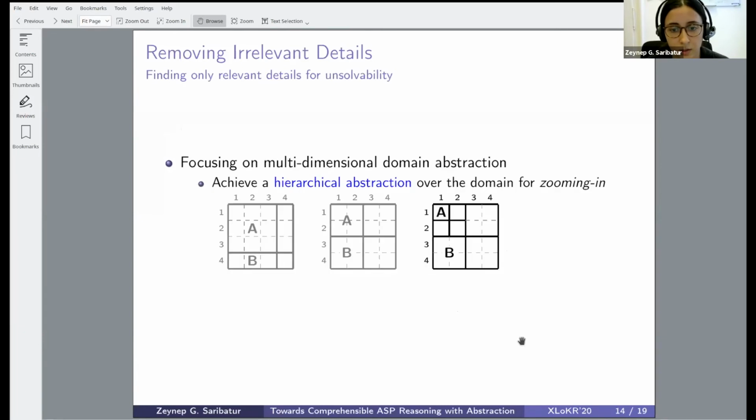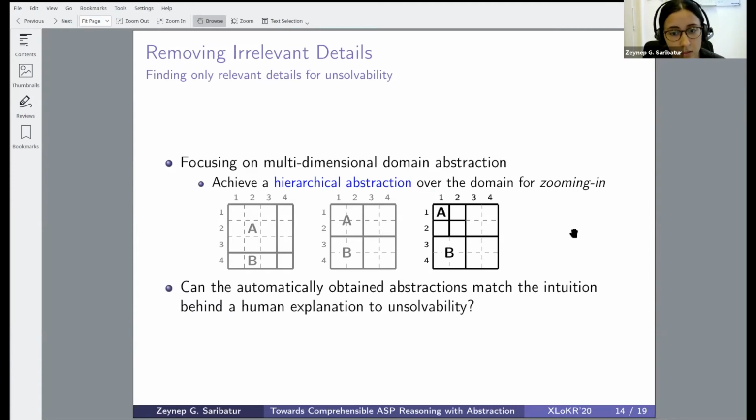We then took a more specific route where we focused on multidimensional domain abstraction, where the idea was to achieve a hierarchical abstraction over the domain for zooming in. We especially wanted to focus on grid cell problems where the zooming-in effect is easily visible. Then the idea was to see whether the automatically obtained abstractions can match the intuition behind the human explanation of unsolvability.